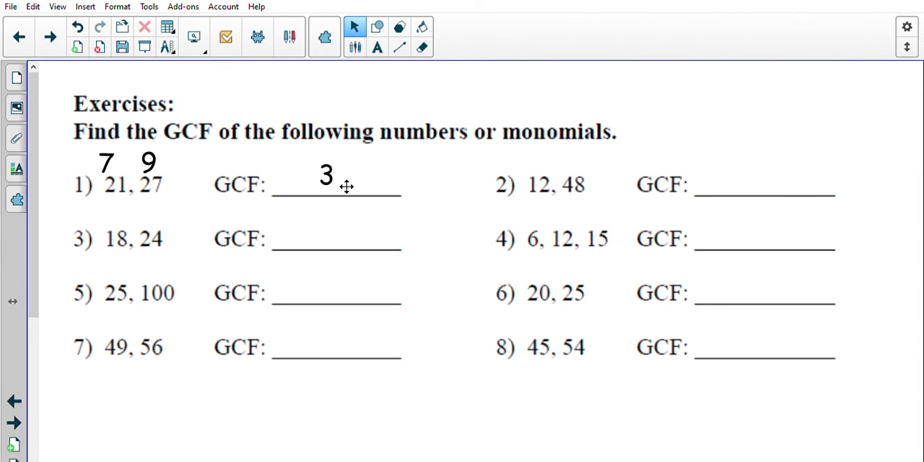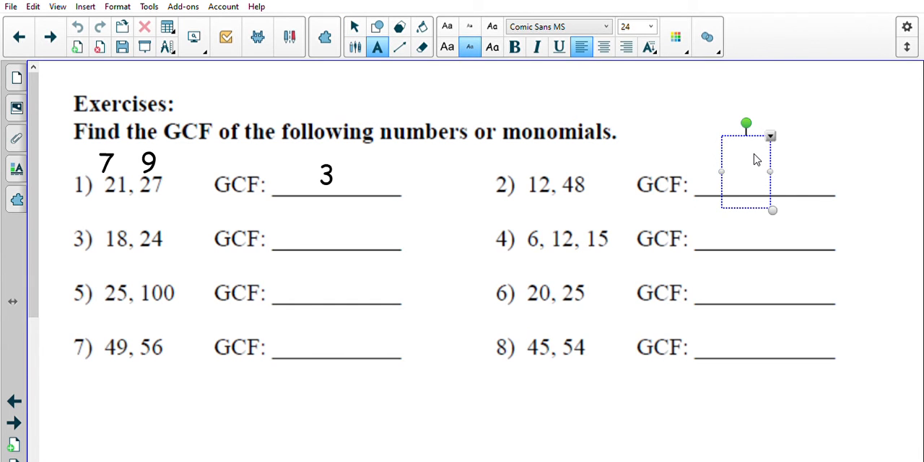What about 12 and 48? Does 12 go into 48 evenly? Yeah, it does. It goes in exactly 4 times. So what does that tell me? It tells me that 12 is my greatest common factor.